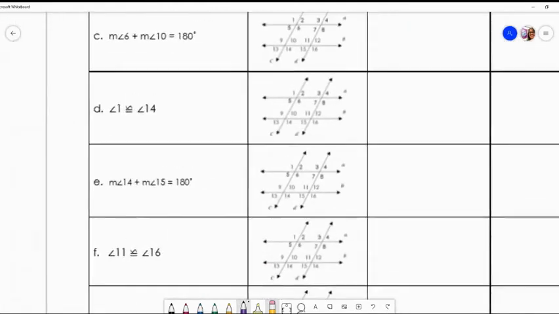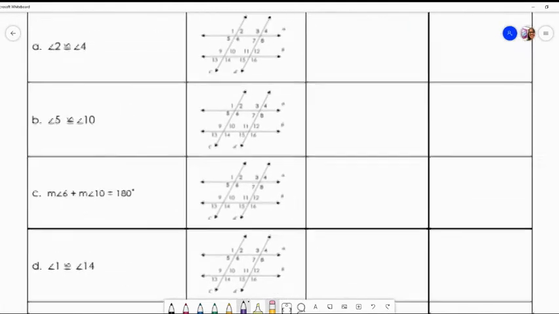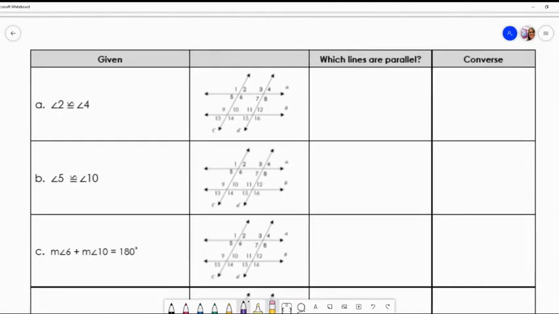Okay, let's try some examples. Now here you might want to use your highlighters if you have highlighters. We've got lots of choices of lines here. So this is why I like my highlighters. Okay. First of all, it says angle 2 is congruent to angle 4. So let's go mark that. If I'm looking at that setup, then where are my parallel lines? These are the two parallel lines. And this is the transversal that creates those two angles with the parallel lines.